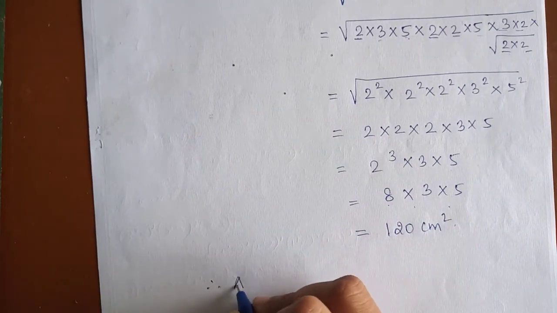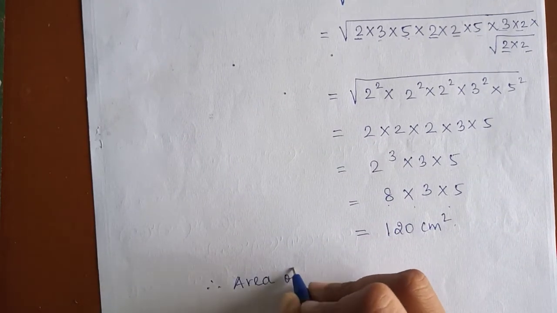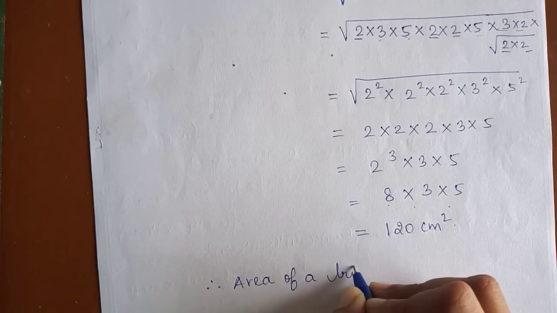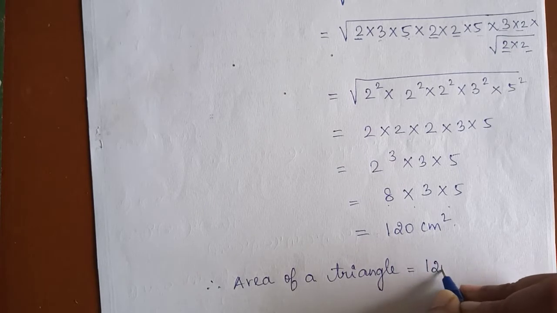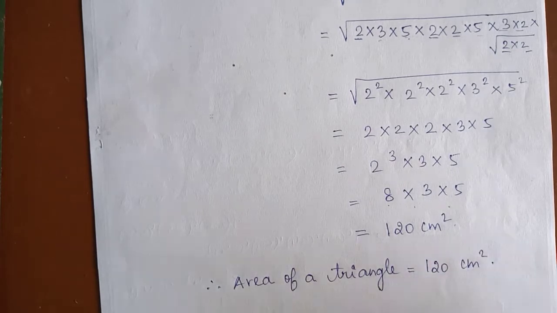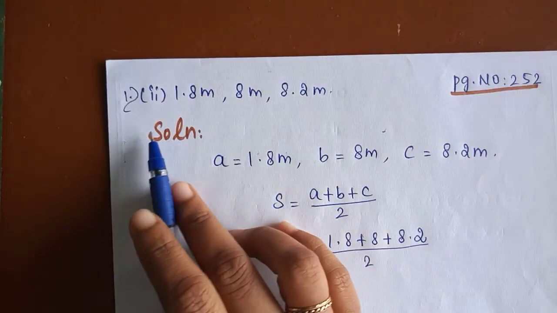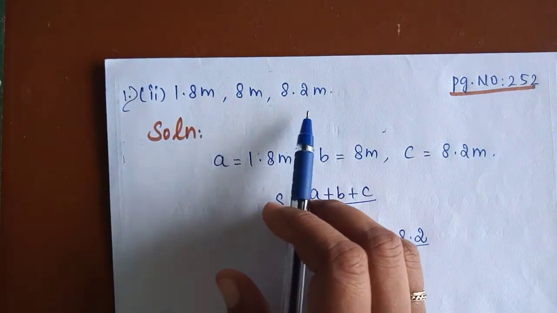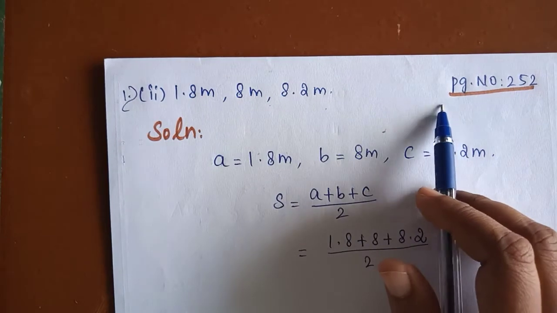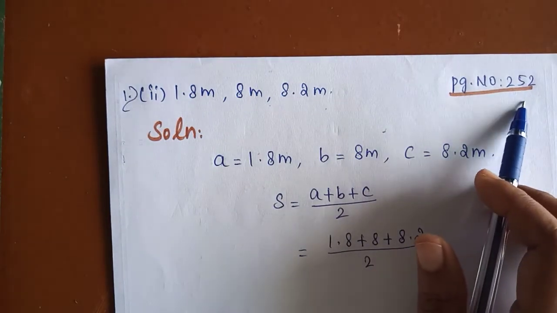Therefore, we find the area of the triangle is equal to 120 centimeter square. So problem number 1, second subdivision. The sides are 1.8 meter, 8 meter, 8.2 meter. The problem belongs to the same page number 252.